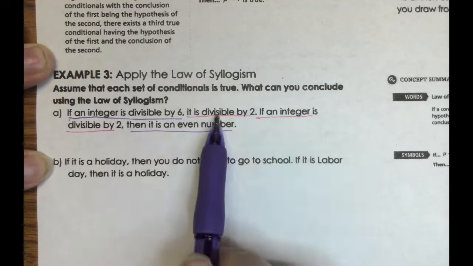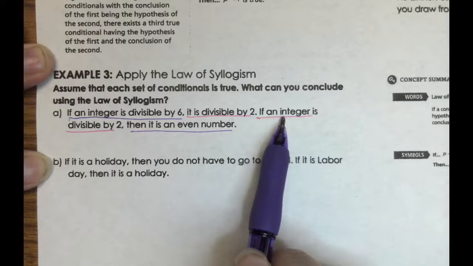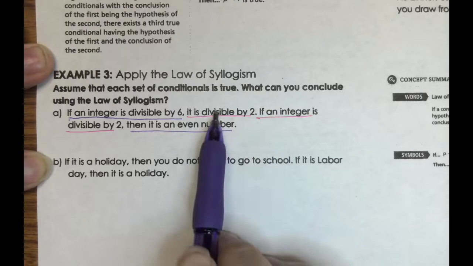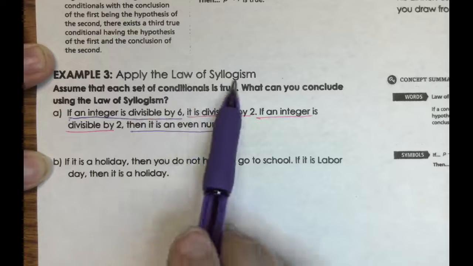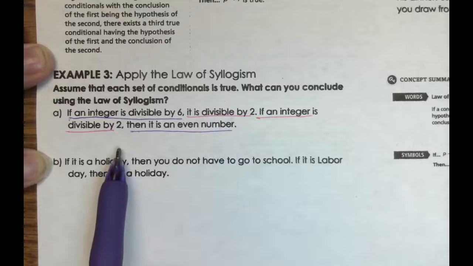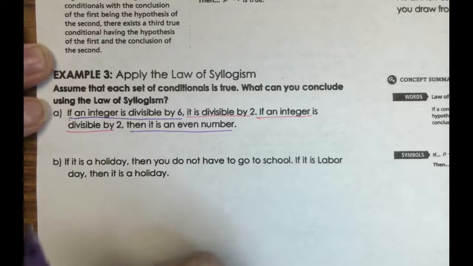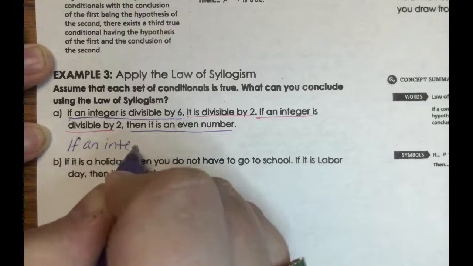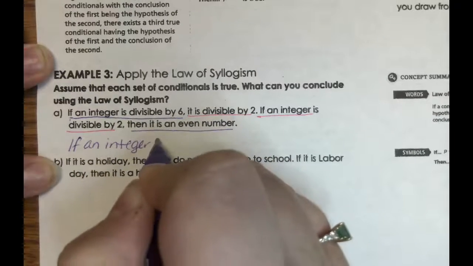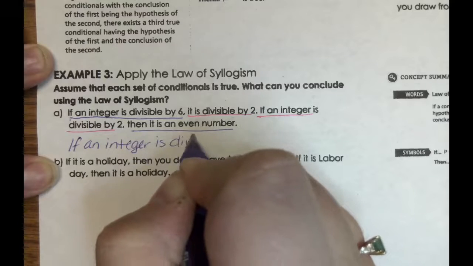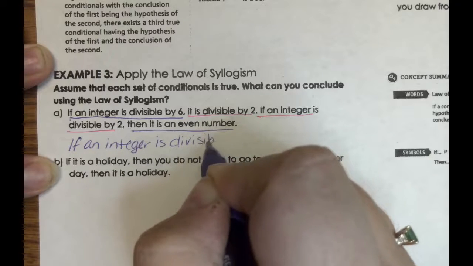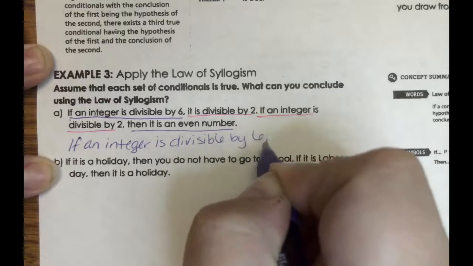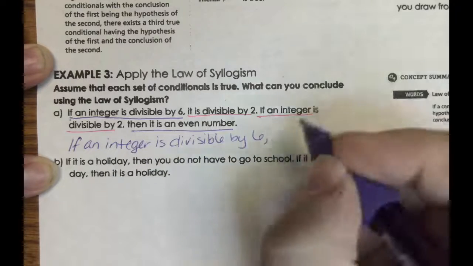So because the conclusion of one statement is the same as the hypothesis of the next conditional, and we are assuming that both of these conditionals are true because that's what the directions tell us to do, we can write a new conditional that says if an integer is divisible by 6, then it is an even number.